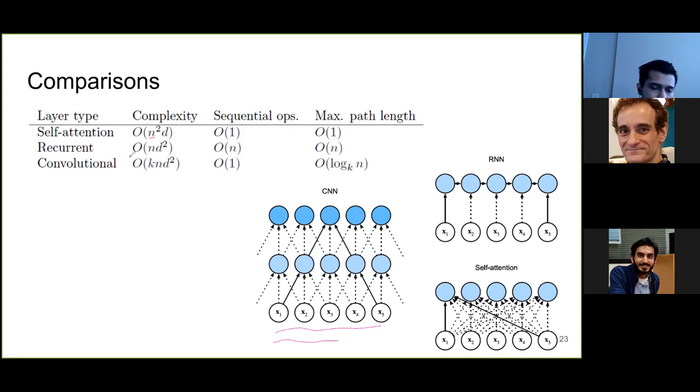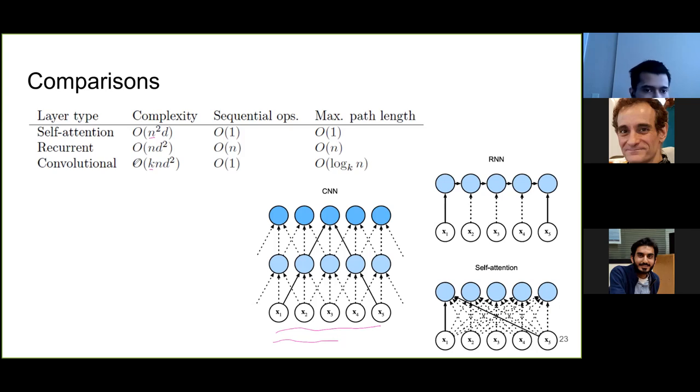In the recurrent neural network, since we are seeing each data item once, for training this node we are seeing this input only once. So that's why it's n. And d is like, d squared means we are pairing each hidden node with each other. That's why d squared. And for the convolutional case, k is the size of the filter.